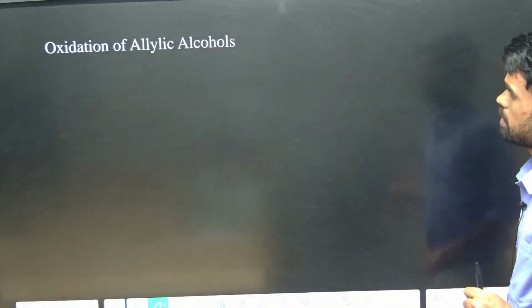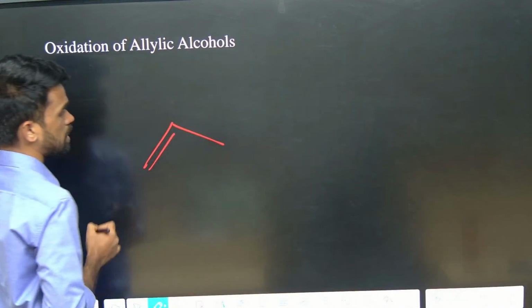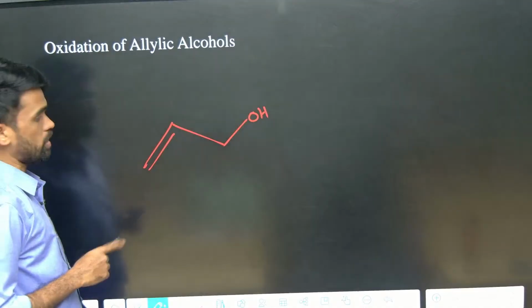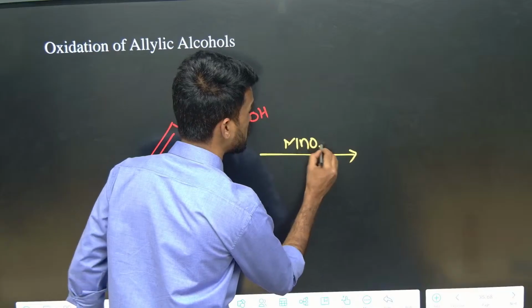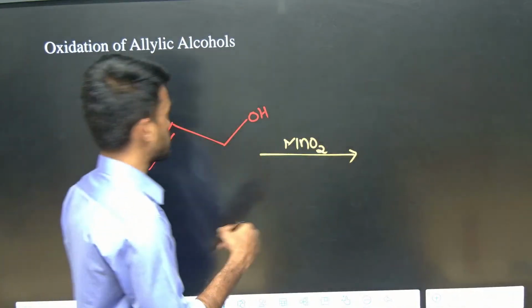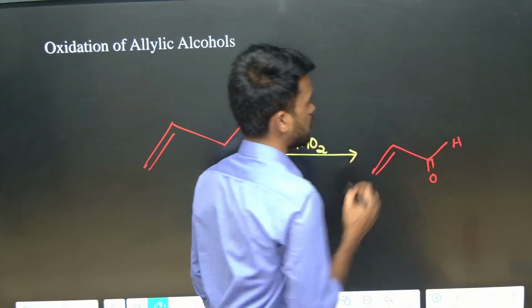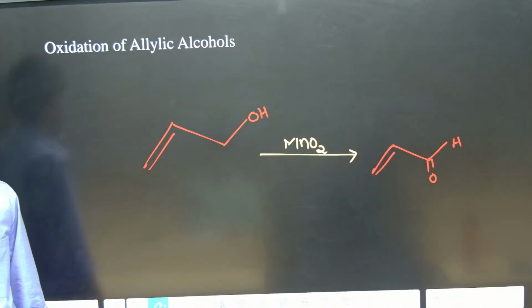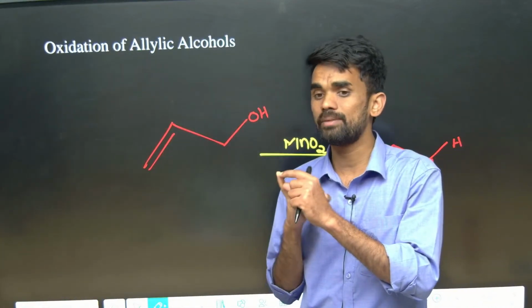Right. The next topic, oxidation of allylic alcohol. See, allylic alcohols are there now. Allylic means what? There should be a double bond here and the OH group should be here, like this. These allylic alcohols, upon treating with MnO2, convert into the respective carbonyl compounds. If it is a primary allylic alcohol, it gives you aldehyde. Secondary gives ketone. So secondary means ketone all the time.